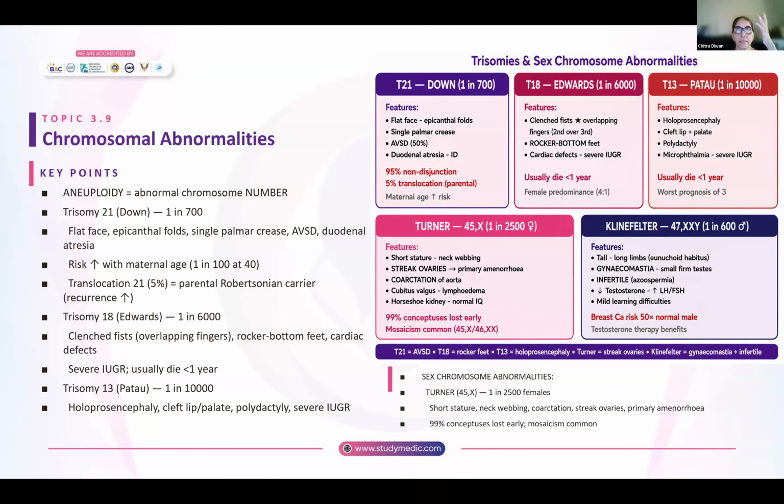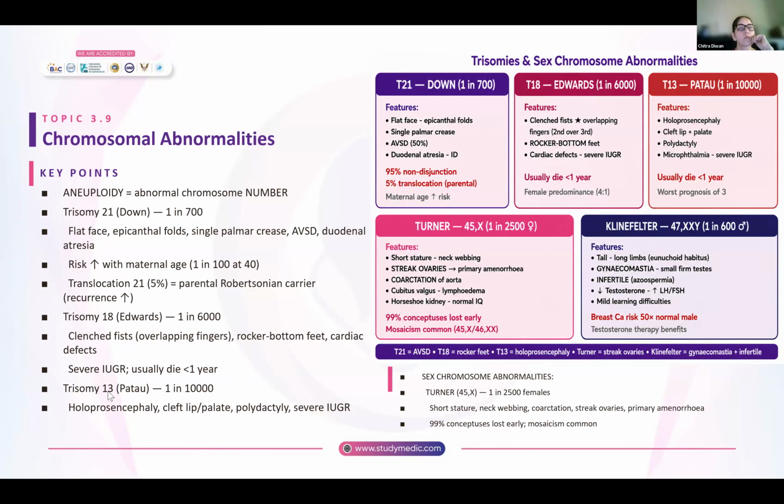There are cardiac defects, severe IUGR seen at anomaly scan. Normally, IUGR develops after 28 weeks of pregnancy. But if you are seeing IUGR developing early, and you have all these other things that are seen, rocker bottom feet or clenched fists, some cardiac anomalies, it should ring a bell, and it could be trisomy 18. Most of them usually do not see the first birthday.